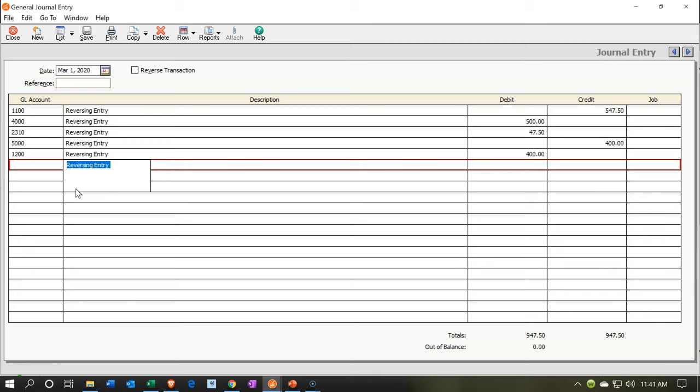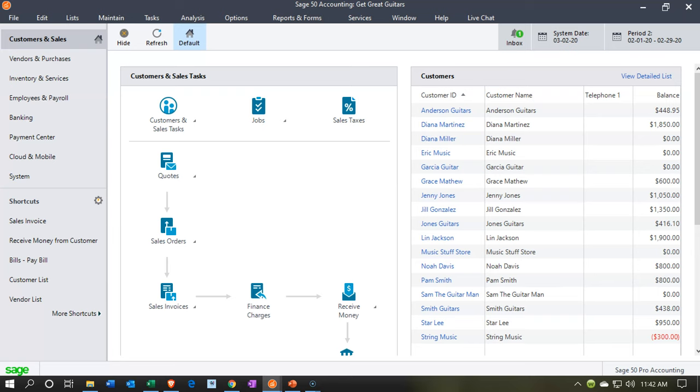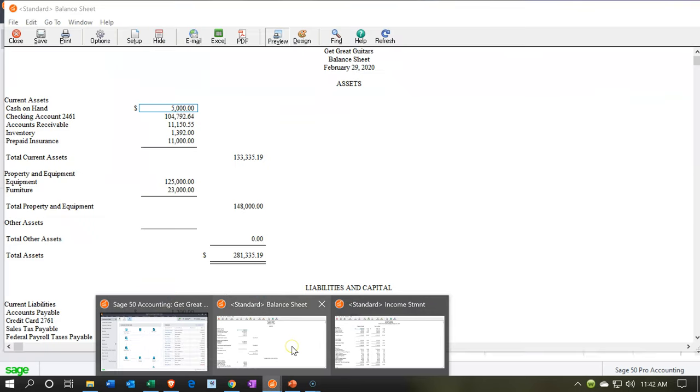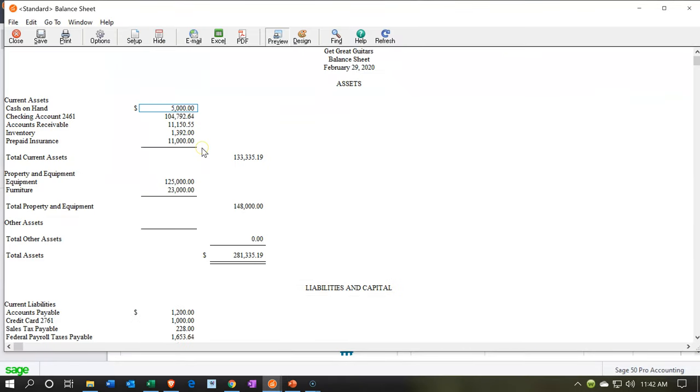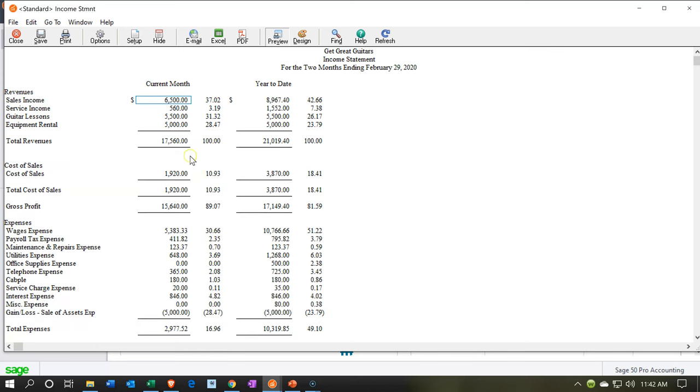Let's go ahead and record this and see what then happens on the financial statement. So I'm going to go ahead and say save and then close and then go to the financial statements here. And we're in the balance sheet. Let's change the date. Let's actually look at the income statement first. If I go to the income statement, and now I'm going to change the date, we're still good as of the end of the cutoff date.